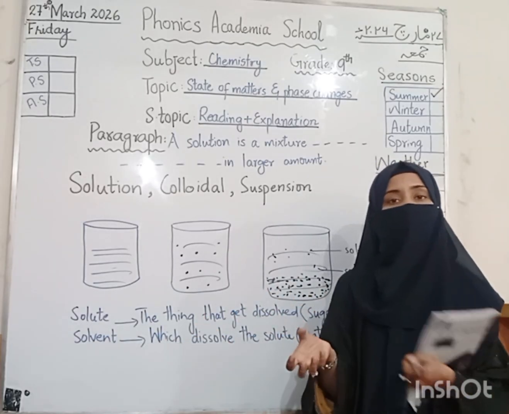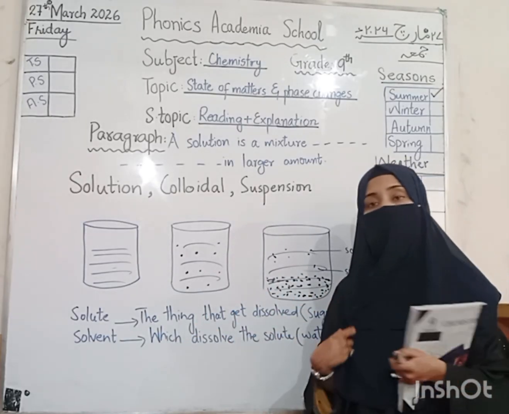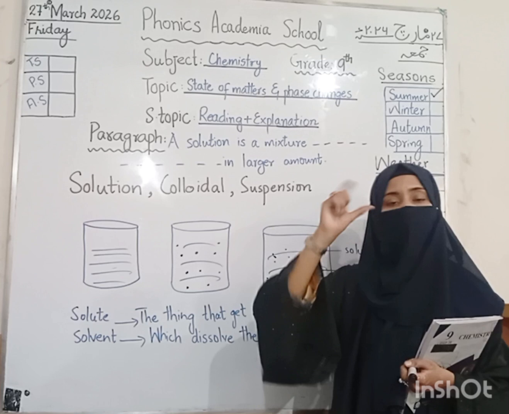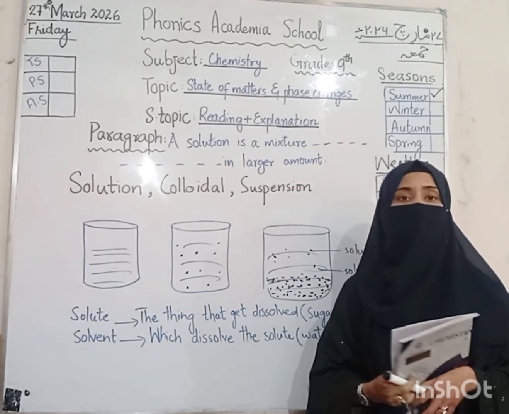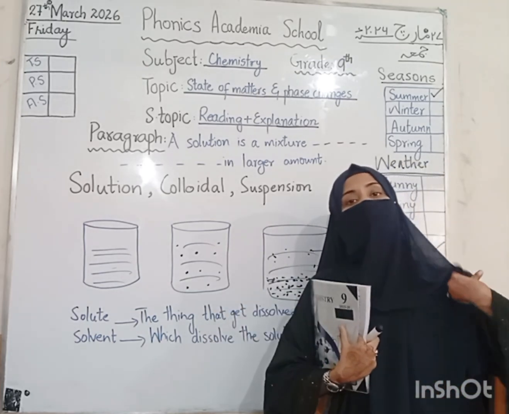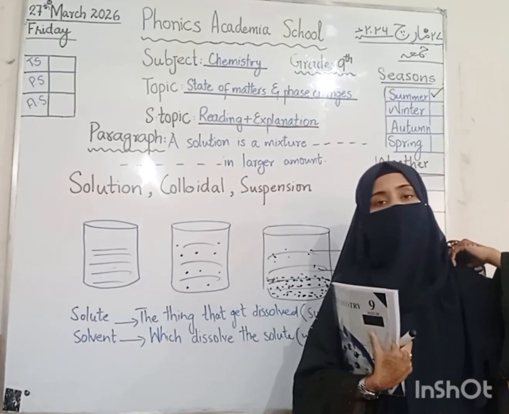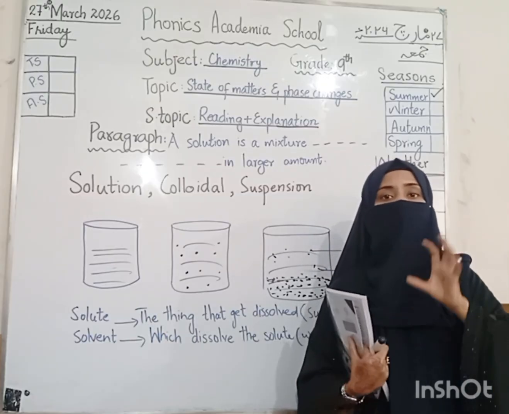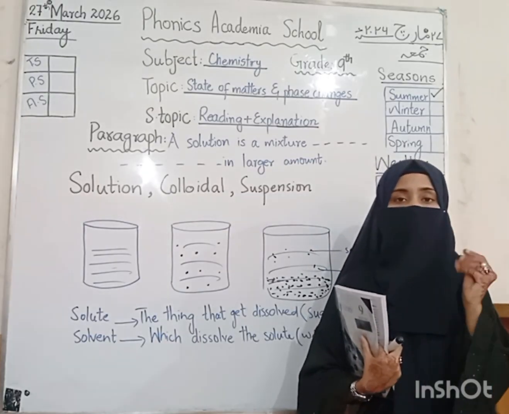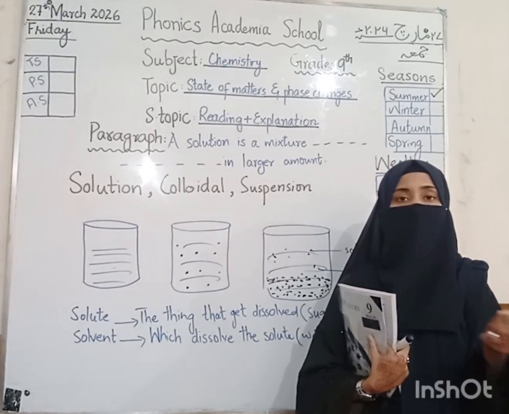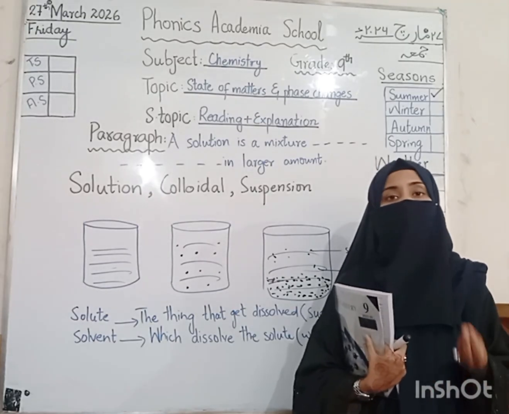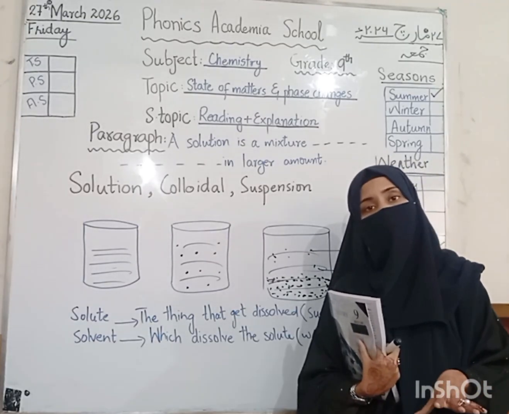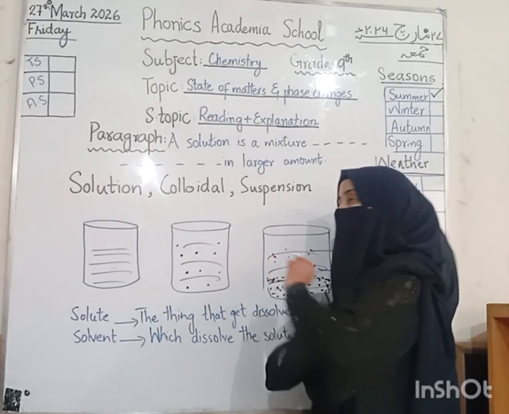Its particles will also not be visible on the filter paper, but you may see its particles a little bit. The example for a colloidal solution is a starch solution. When you wash a potato, you see a whitish mixture in the water. That is starch. A starch solution is an example of a colloidal solution.